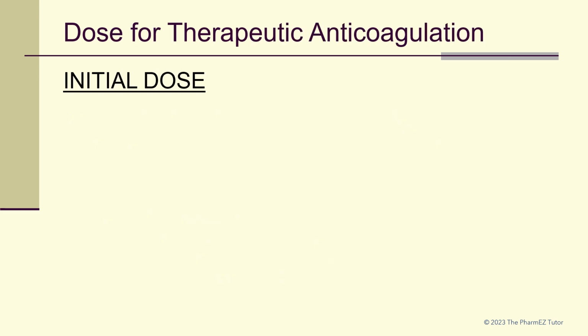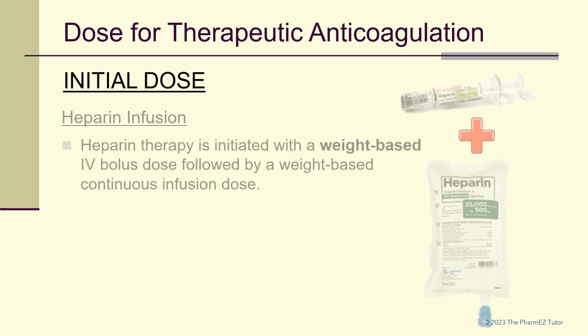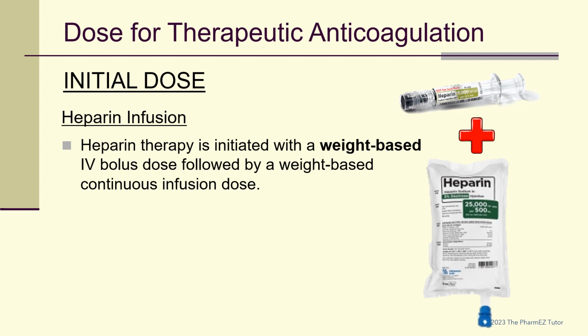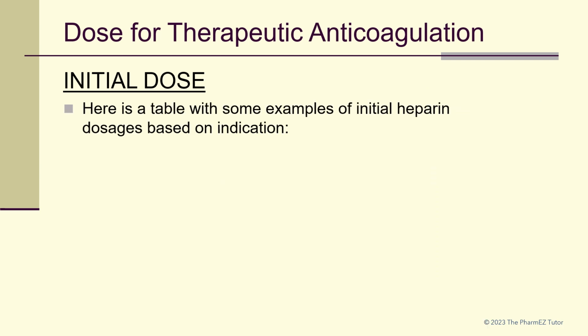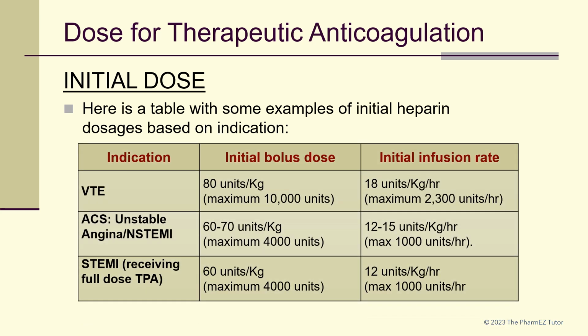Let's first talk about the initial dose for heparin. Heparin therapy is initiated with a weight-based IV bolus dose followed by a weight-based continuous infusion dose. Therapy is monitored using the aPTT, and the heparin drip rate is adjusted based on the lab results. Here is a table with some examples of initial heparin dosages based on indication.